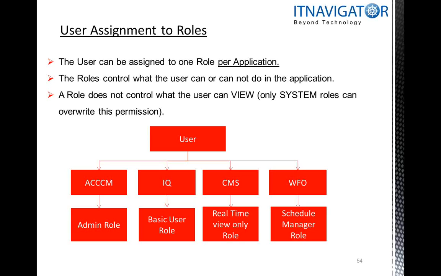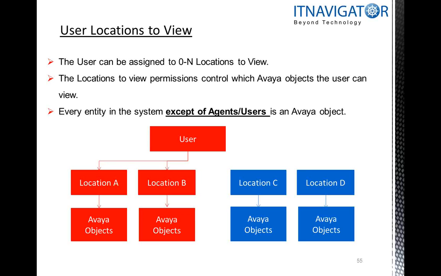So remember that this will allow you to control only what the user can and cannot do, but not on what. And then comes in the story of the locations to view. So the locations to view, user can be assigned to 0 to n locations. And the locations to view permission controls what you can actually view inside the environment.